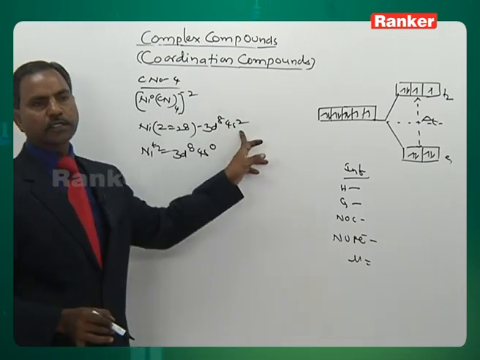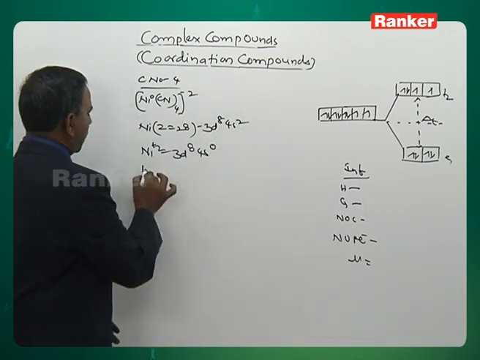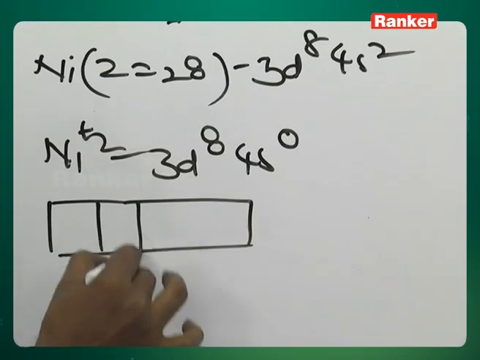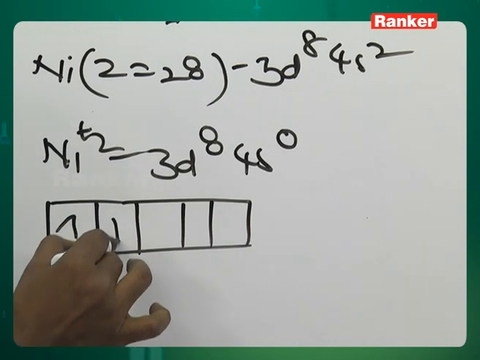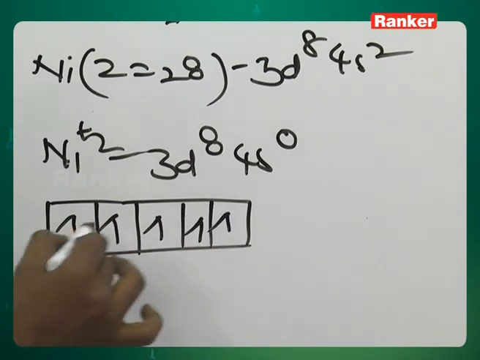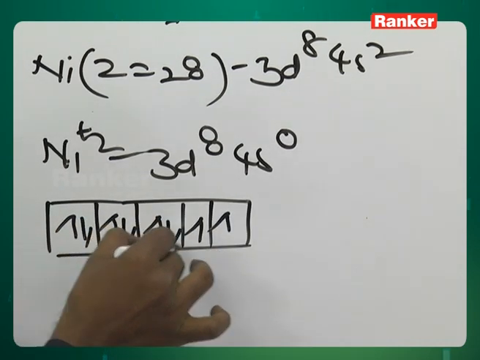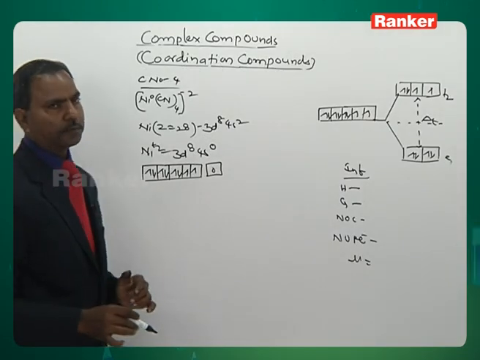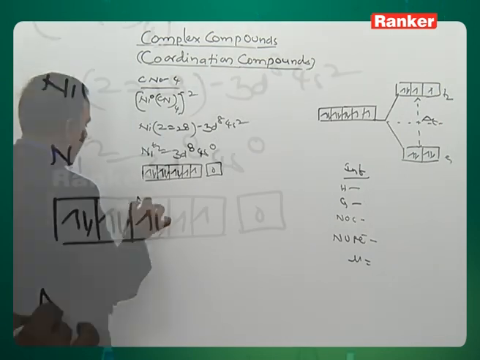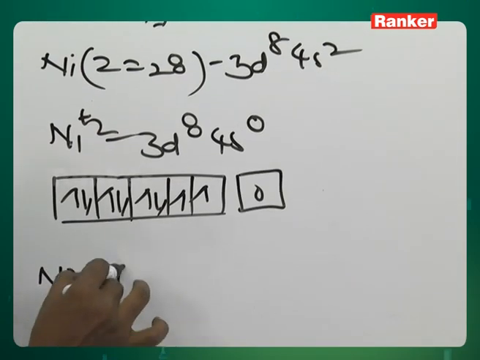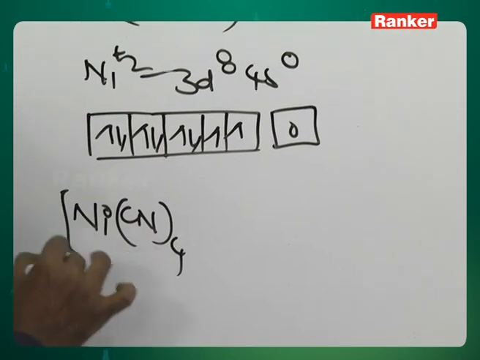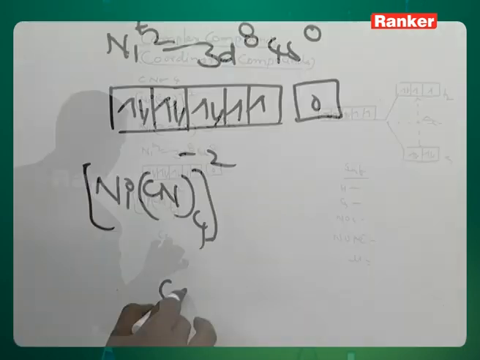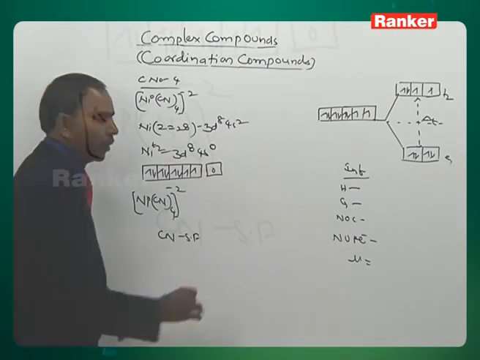2 electrons from s are lost. d8 is remaining. The free metal ion, the arrangement of electrons: 1 2 3 4 5 6 7 8. This is the arrangement in the free metal ion. Let me take again the complex, nickel CN taken 4 times, minus 2. See here, CN is what? Strong field ligand.